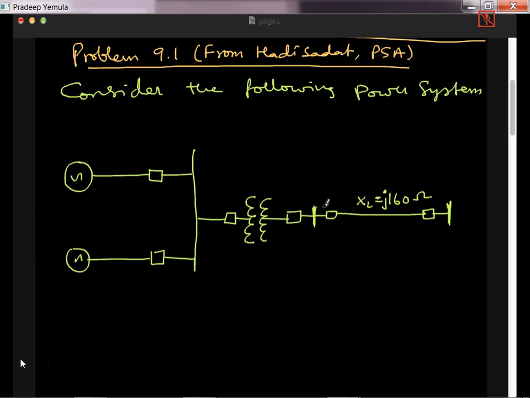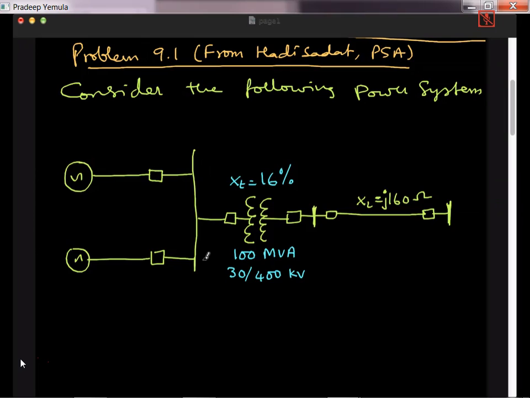We will do that. Now here we have a transformer. The reactance of the transformer is 16%. So that means 0.16 per unit. But then the base rating for this is 100 MVA and 30 by 400 kV ratio.